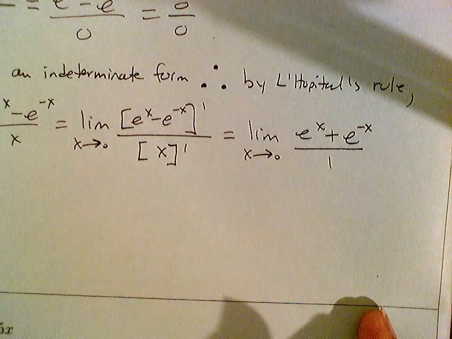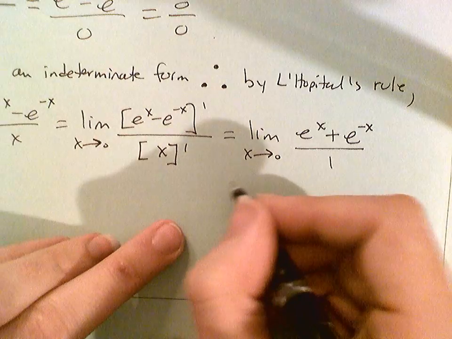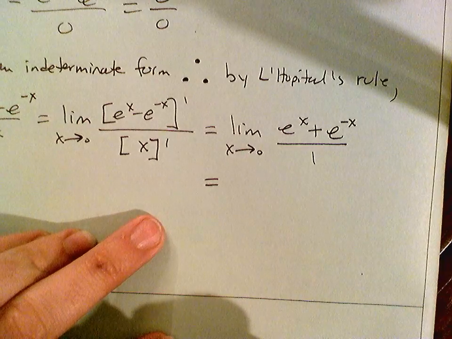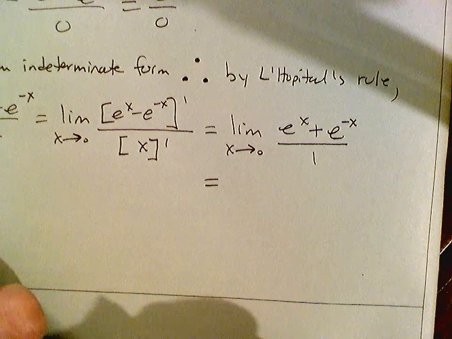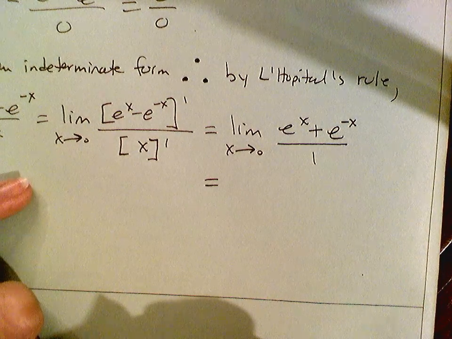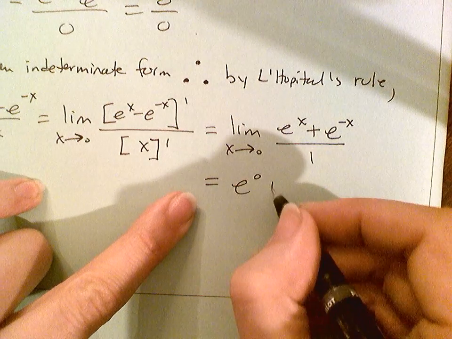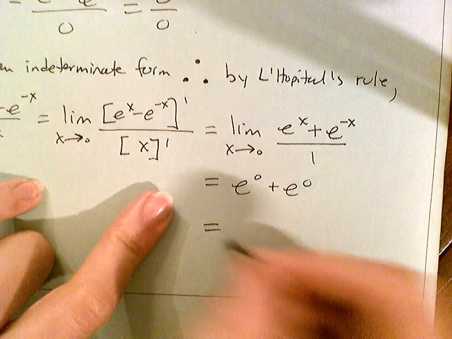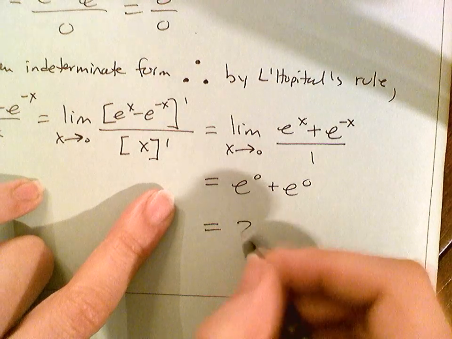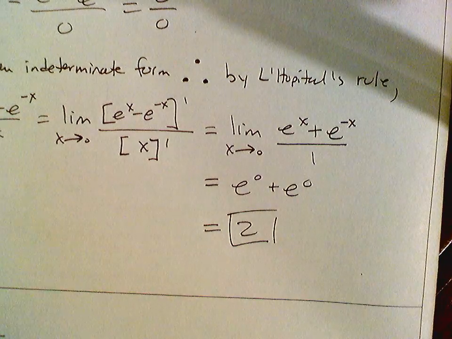Wonderful. Okay, so now guys, I'll bring the equal sign down there. Now we can direct substitute because it's not going to give us a 0 in the denominator. So this is equal to e to the 0 plus e to the 0. Both of those are 1. 1 plus 1 is 2. Okay, so that's how you use L'Hopital's rule.